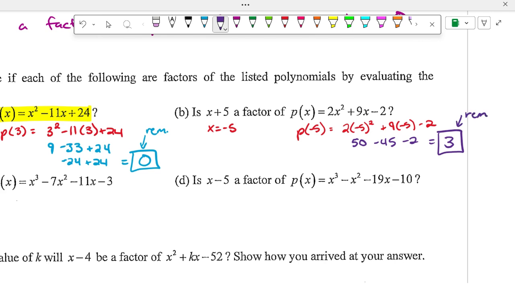So is it a factor or is it not? Thumbs up or thumbs down? Go. It definitely is not. So no, x minus 5 is not a factor.